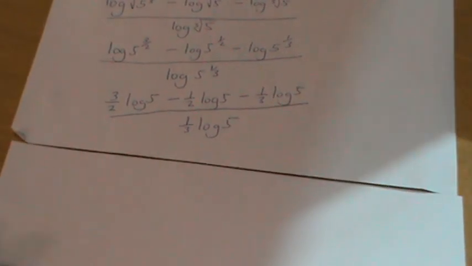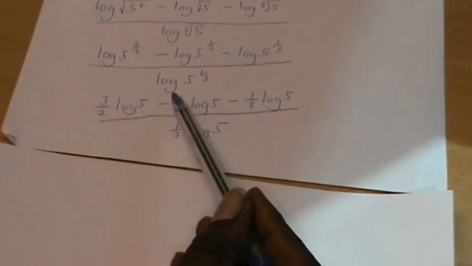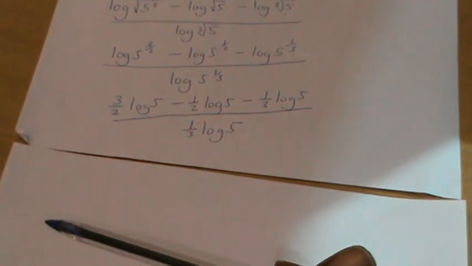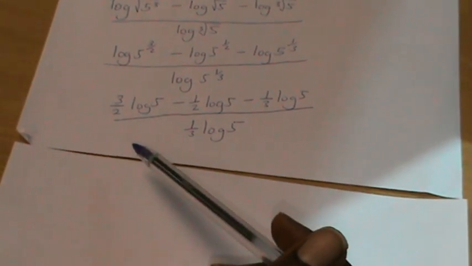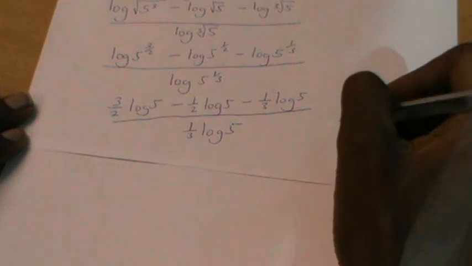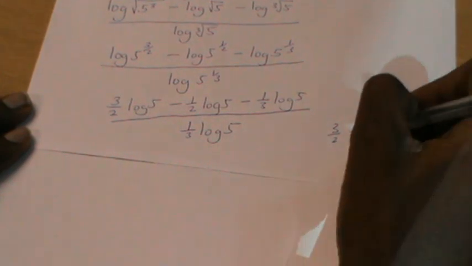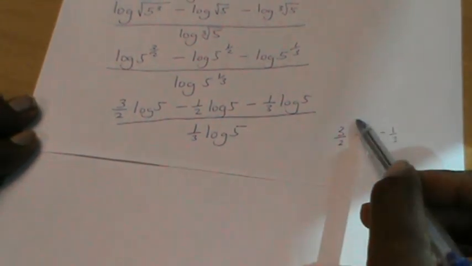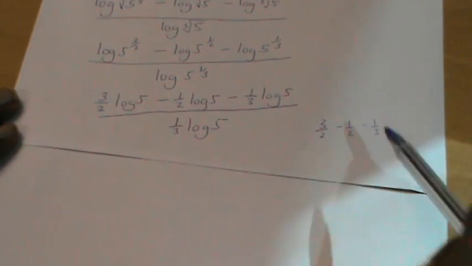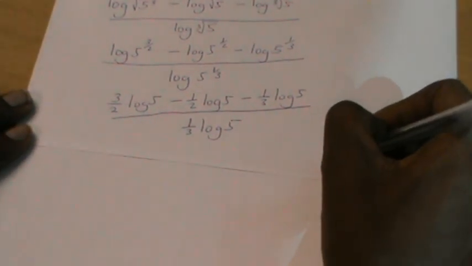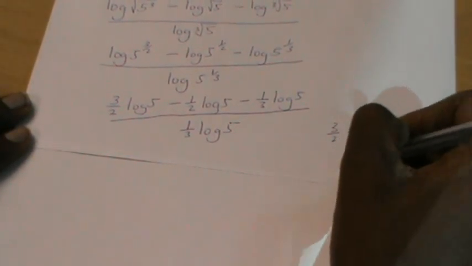Okay, so when I continue, I look at my numerator. I have 3 over 2 log 5 minus half log 5 minus 1 over 3 log 5. I'm just counting how many log 5s I have. So I have 3 over 2 minus half minus 1 over 3. I can do it over here. It says do not use a calculator, so I'm not going to. So I have 3 over 2 minus 1 over 2 minus 1 over 3. I can subtract these because they have the same denominator. So I just subtract the numerators, and I get 2 over 2 minus 1 over 3.